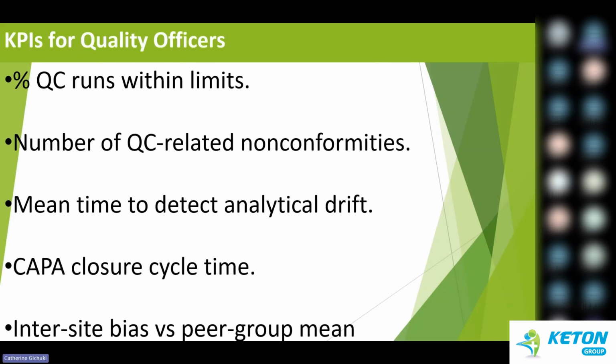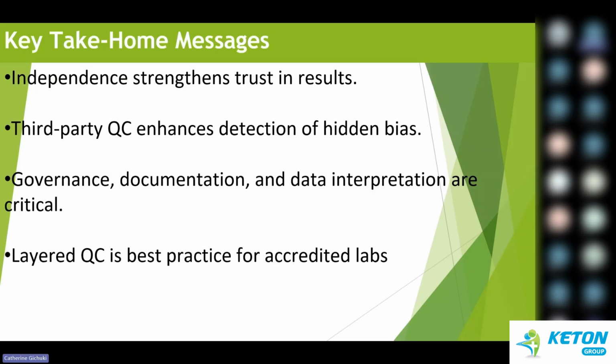There's usually an expectation for the quality officers, because I call ourselves quality officers: percentage of QC runs within limits. The number of QC-related non-conformities. What did you do? The mean time to detect analytical drift. Check daily and you'll be able to catch it. The corrective action, preventive action closure cycle times, and the inter-site biases versus peer group mean. So what are our take-home messages?